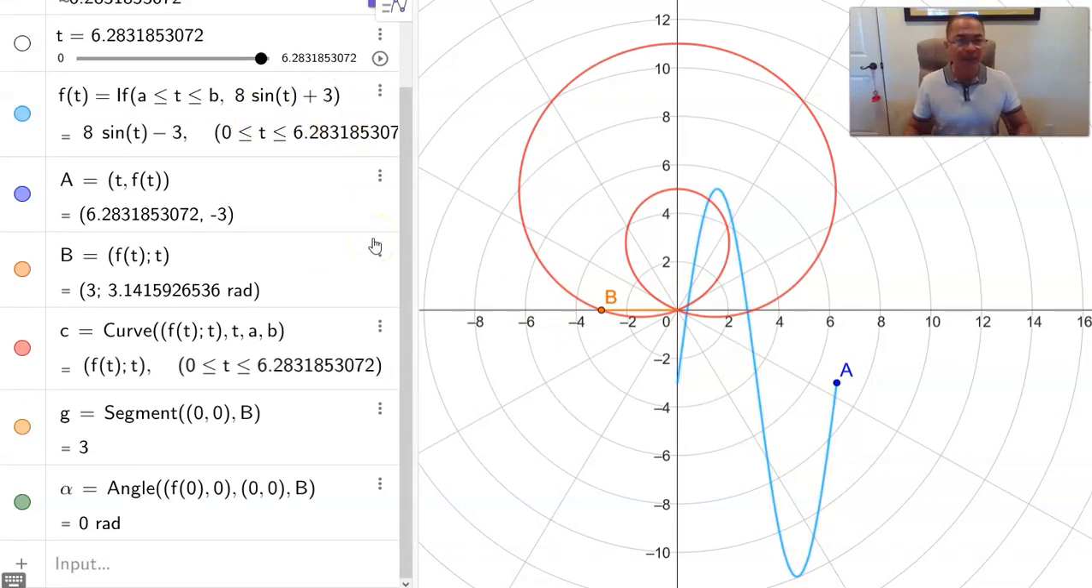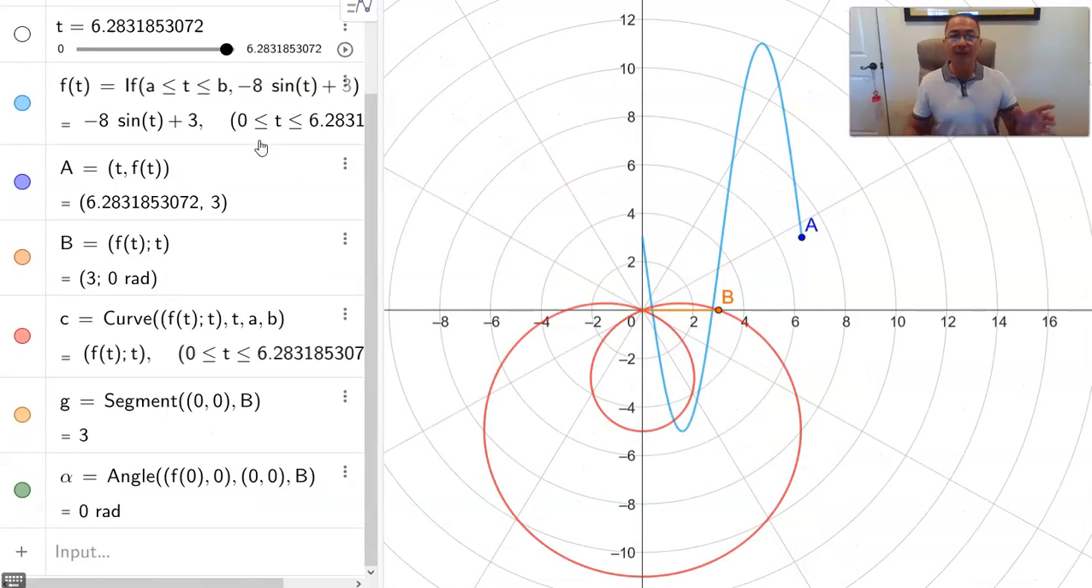Okay, so last thing, let's change the minus 3 back to a plus 3. Let's see what happens if we change 8 to minus 8. Ooh, okay. So that was a big change. The sine graph flipped over because we have minus 8 this time. The graph of the polar curve also flipped over.